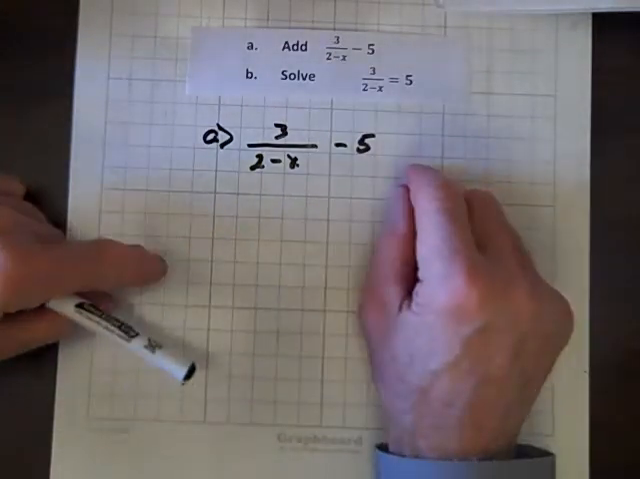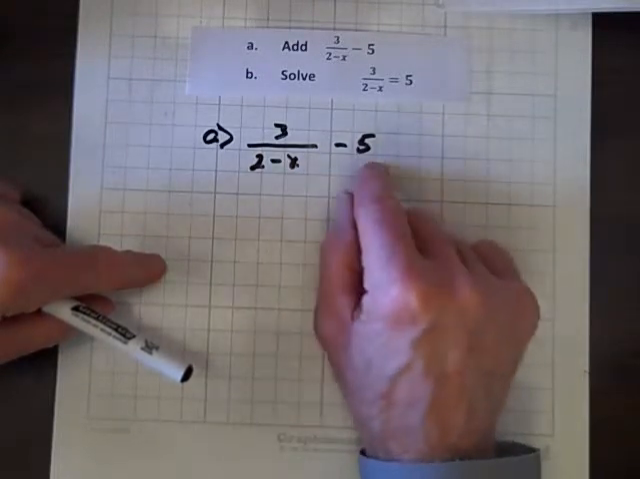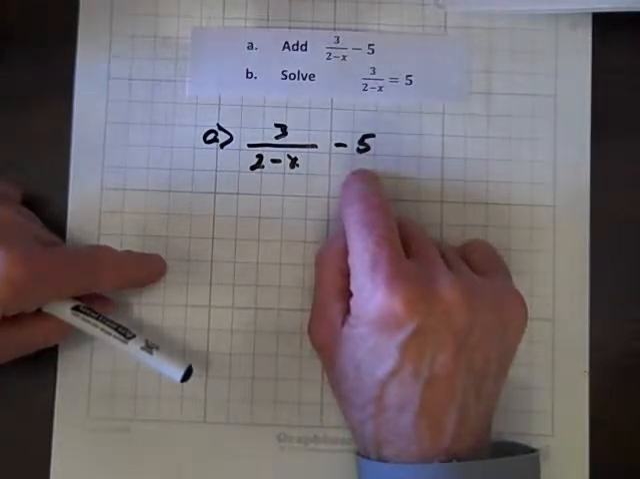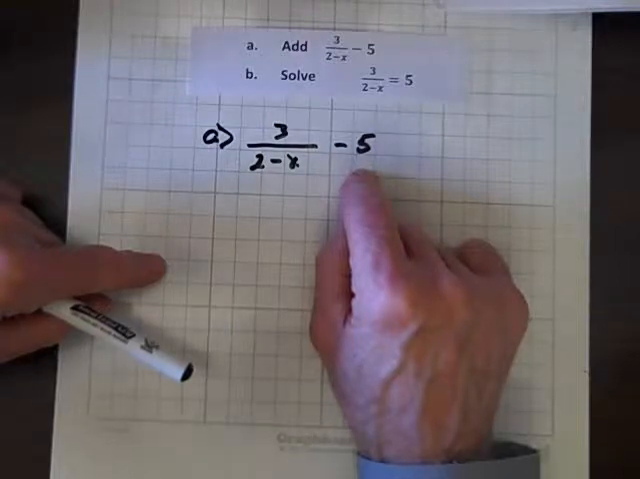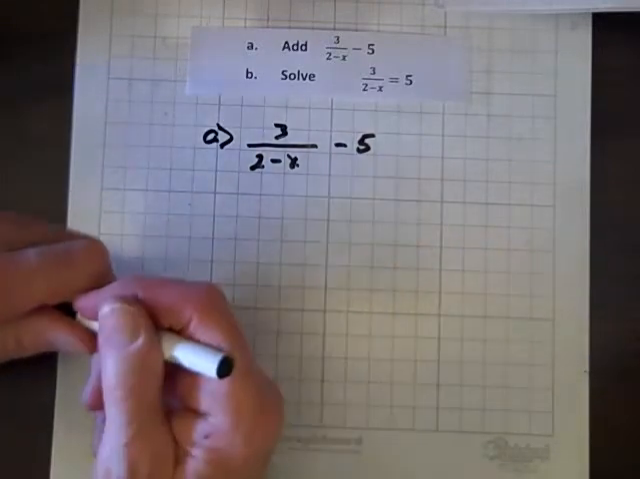Next thing, we need a common denominator. The denominator under 3 is 2 minus x. The denominator under 5 is 1. We don't see that 1 because 1 is the only number that is understood. So our common denominator will be 2 minus x.